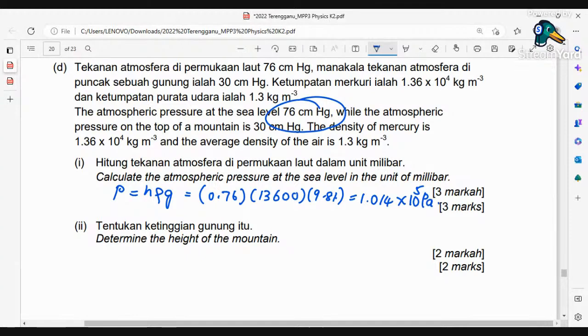You get it in Pascal. Change to millibar means 1.014 times 10 to the power of 5 divided by 100, which is 1.014 times 3 millibar.